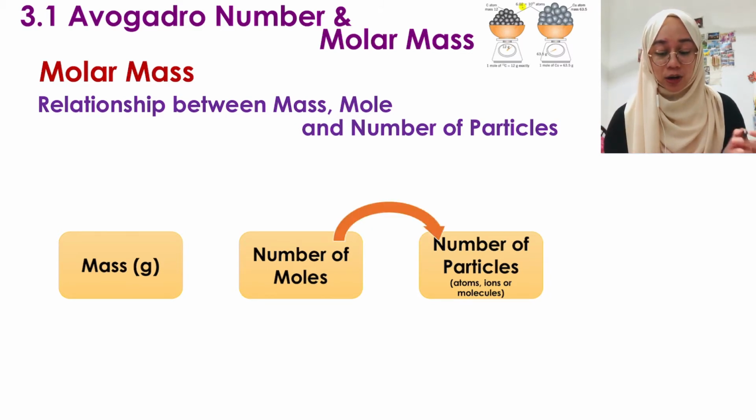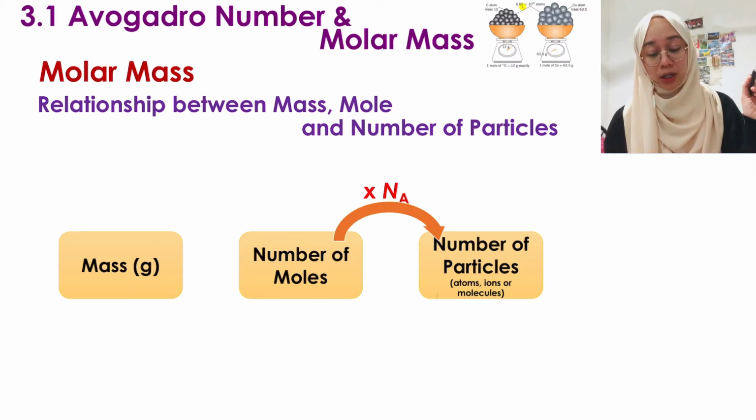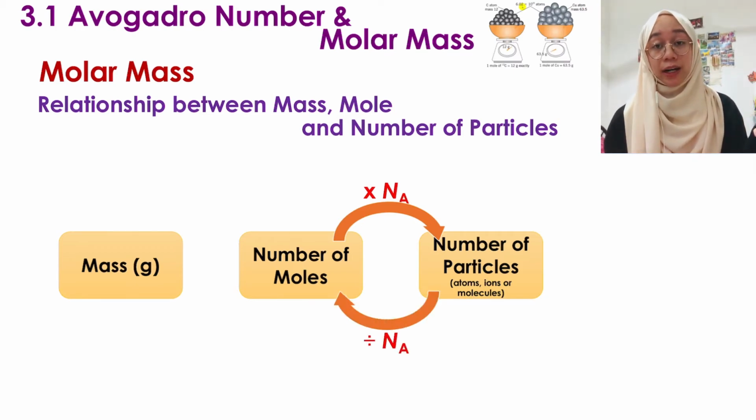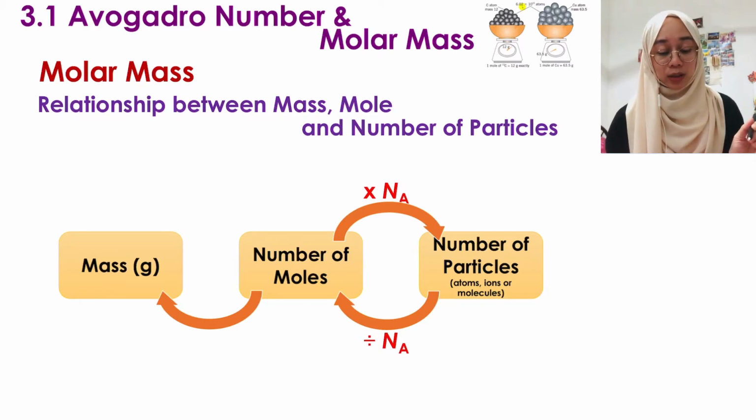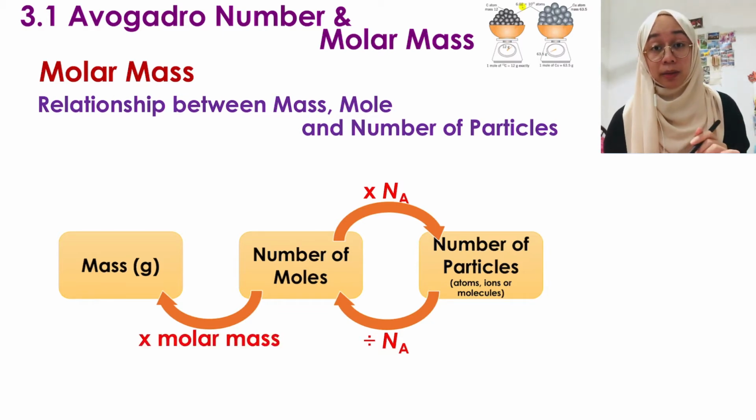Okay, so if daripada number of mole nak cari number of particles, by now you should know that you need to times it with the Avogadro number, and if you want to go back to the number of mole, therefore you need to divide with the Avogadro number. Okay, and then if you are to look for the mass, so daripada mole tu tadi, kamu boleh darab dengan molar mass.